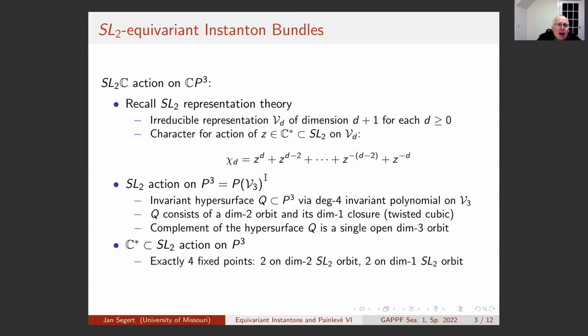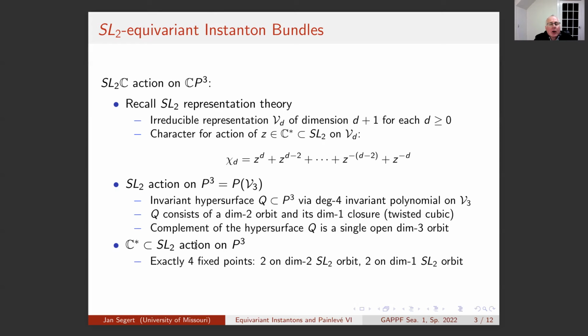And so if you look at that, this particular action on CP3, if you projectivize that, has an open dense orbit. And then the complement of that is a hypersurface, which of course is invariant. It's a degree four hypersurface. And that hypersurface consists of a two-dimensional orbit, and its closure is a one-dimensional orbit of SL2, and that's actually the twisted cubic. So you have three orbits of SL2, the open three-dimensional orbit, its complement is a union of two orbits, one is two-dimensional and one is one-dimensional.